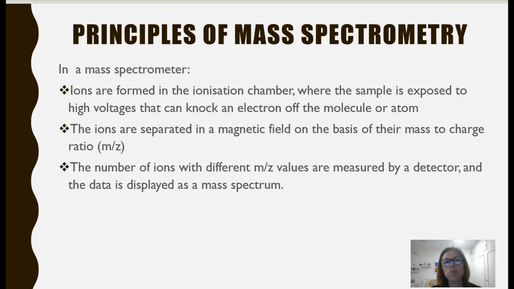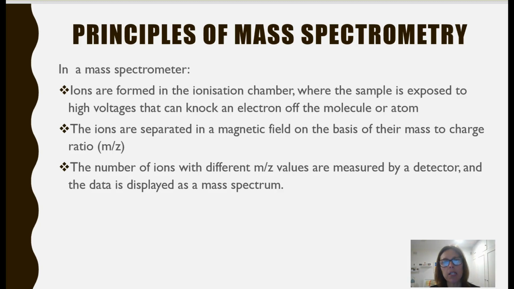The ions are formed in the ionization chamber. That's when the sample is exposed to high voltages. When it's exposed to those high voltages, electrons are knocked off that molecule, and we form a molecular ion, or the parent ion, which will have a positive charge because one electron has been knocked off. Then the ions are separated in that magnetic field on the basis of a ratio, which is their mass to charge, shown by m/z, m being mass, z being charge.